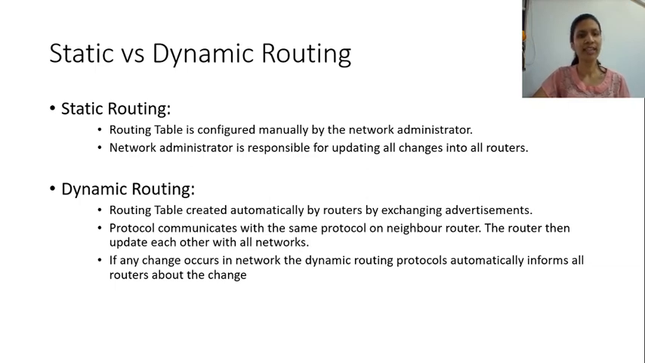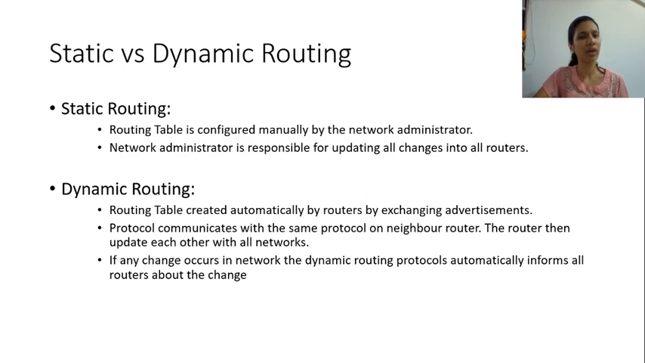Now, in order to create the routing table, there has got to be some way. There are two ways in which the routing table can be created. You can have the routing table created using static routing, wherein the routing table is configured manually by the network administrator. That is, the network administrator makes an entry manually in the routing table: in order to reach this destination, this is the next hop to be used; in order to reach the second destination, this is the next hop to be used, and so on. All of these entries are made manually by the network administrator.